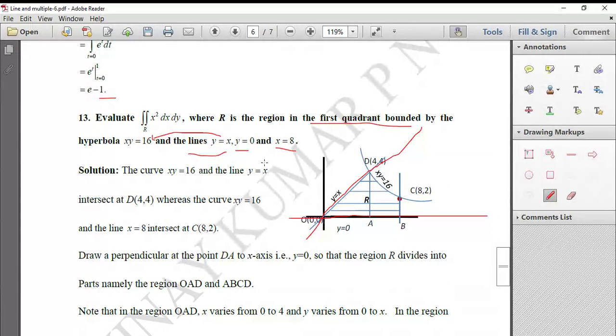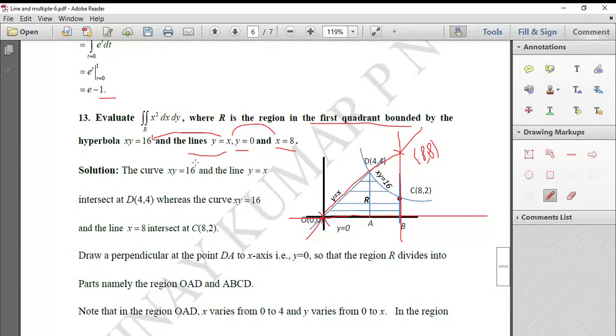Next, x equal to 8. This is our line, x equal to 8. Say this is the point of intersection of y is equal to x and x equal to 8 at 8, 8. And we know that at this point, these two curves intersect, y is equal to x and x equal to 8. Y is equal to 0 and y equal to x intersect at this point.